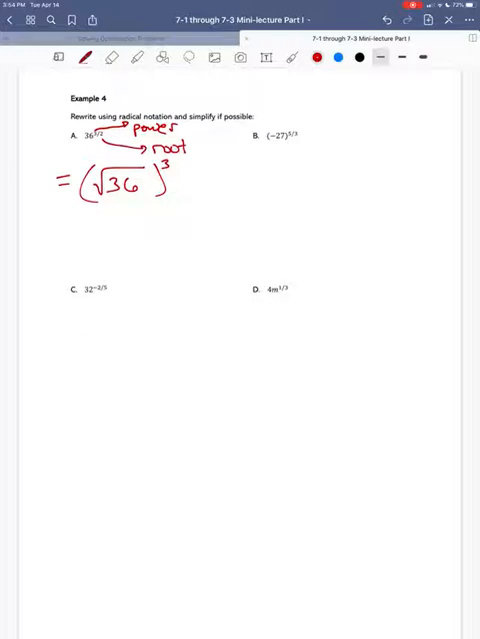If I did it the other way, I'd have to start with 36 to the 3rd power, and that's a really huge number then that I'd have to take the square root of. But here I just get the square root of 36 is 6. 6 to the 3rd power is just 6 times 6 times 6, which is 216.